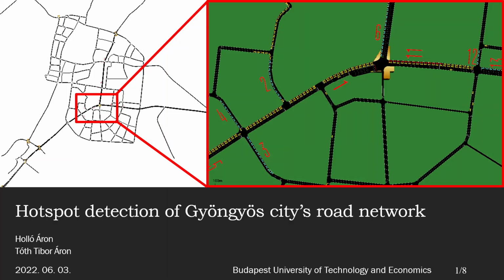Our initially chosen topic was changed and the new topic is hotspot detection of Gyöngyös city's road network. We were advised by our supervisor that we should focus only at the city center and not on the bypass roads and the outskirts. On the left image, we can see a bird's eye view of the road network of Gyöngyös. And on the right side, we can see an image of this network from the simulator with the generated traffic. Our goal was to find the hotspots of the city center under different traffic loads.